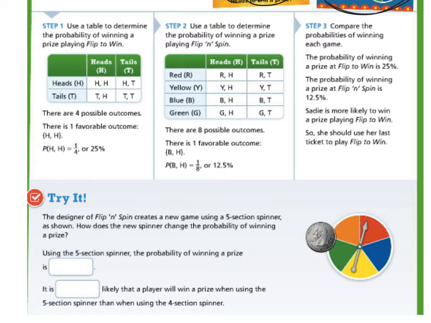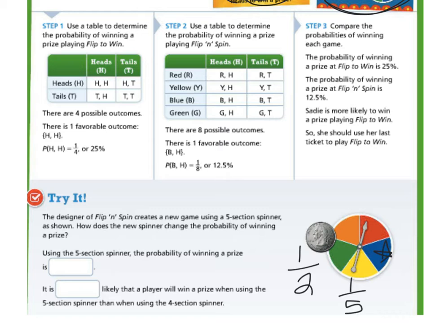So in this case, we have changed the spinner, and the spinner is now a 5-section spinner instead of a 4-section spinner. But the probability of winning a prize now is 1 out of 5. We still have the same chances on the coin, though. If we want to flip heads, we still have one outcome that's heads out of the 2 possible outcomes on the coin. So right now, if we were to spin the spinner and flip the coin, we have a 1 out of 5 chance of spinning blue. That's this section. And we have a 1 out of 2 chance of flipping heads on that same combination.